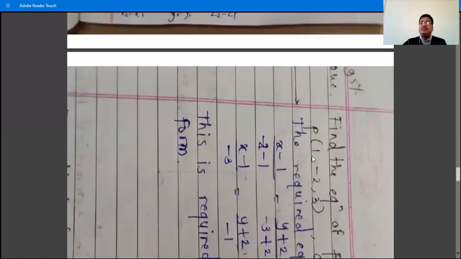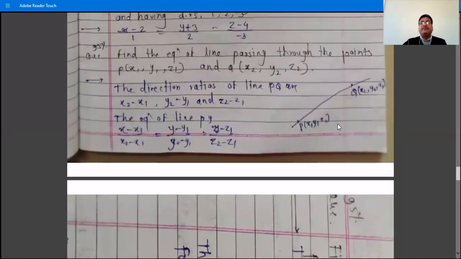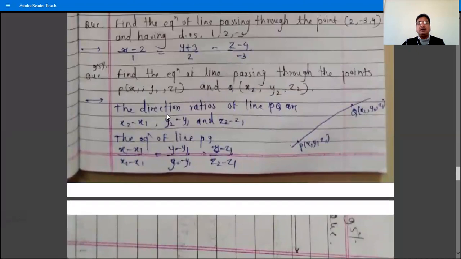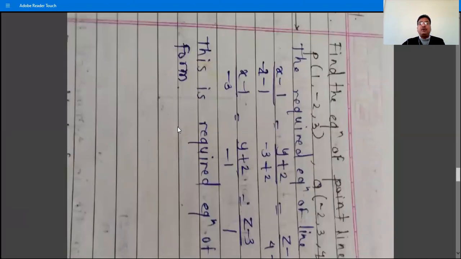So this question is very important, 95% probability. This is also important, that is, write the equation of line passing through 2 points.